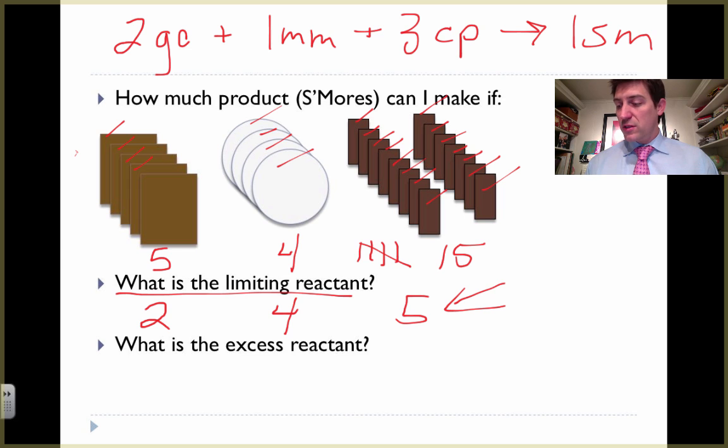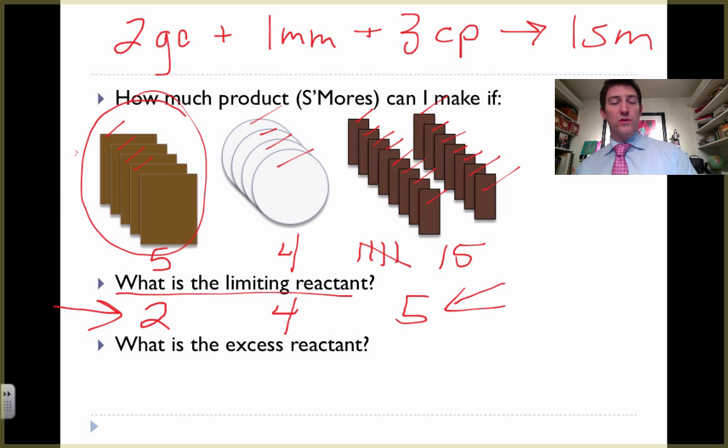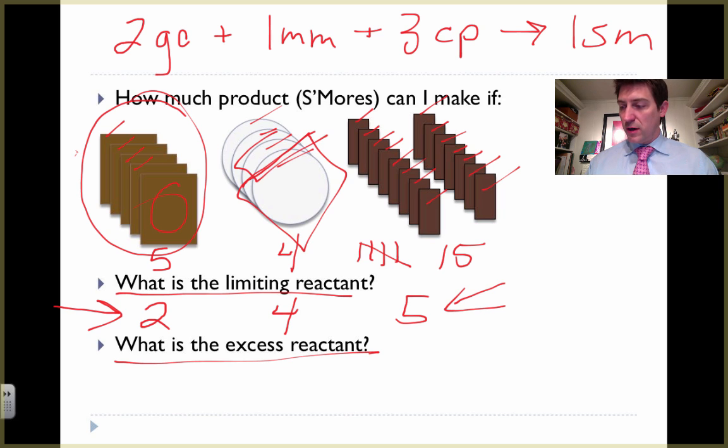But because we didn't buy very many graham crackers, we're only going to be able to make 2. Which means, in this whole idea of limiting reactants, the graham crackers are our limiting reactant. That's the one that's going to limit how many s'mores we can make. Now, we can figure out the excess. We're going to have 1 graham cracker left over, 2 marshmallows left over, and we can also figure out how many chocolate pieces we're going to have left over. That's how we do excess reactant.